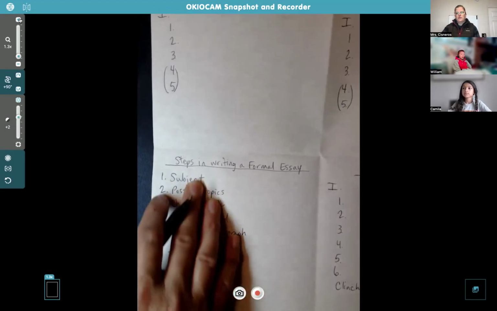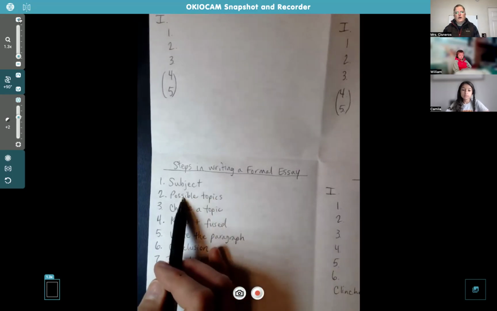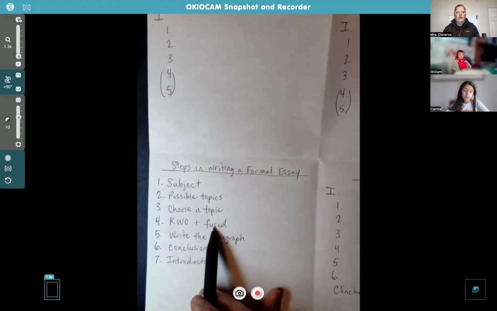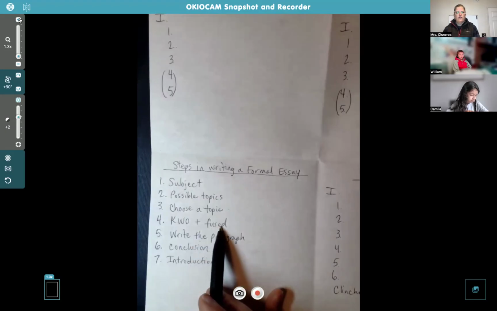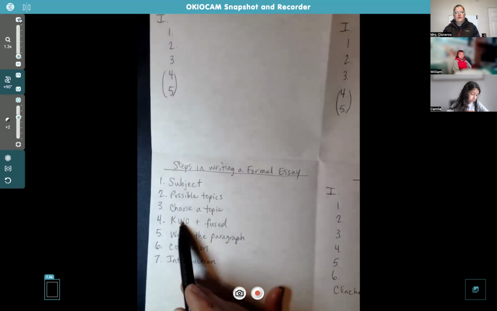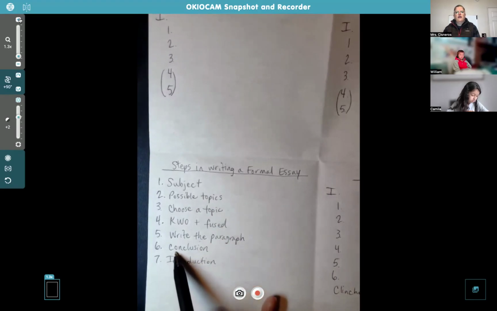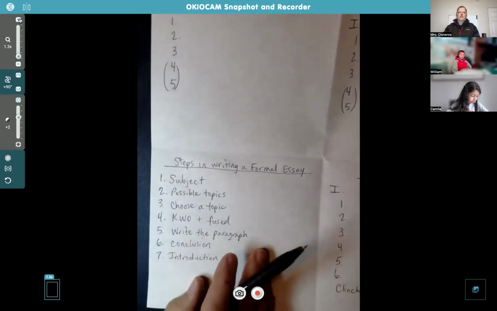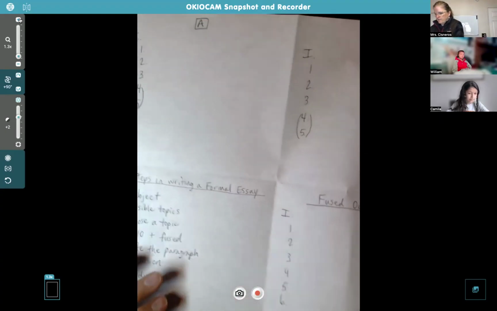So these are the steps. You have to know what your subject is, read the material, find the possible topics, choose a topic, write your keyword outline and your fused, write the paragraph. Choose a second topic, write the keyword outline and the fused, write the paragraph. Choose a third topic. This part right here is kind of back and forth in the middle. And then after you've got your 3 body paragraphs, write the conclusion and then the introduction, and then you have your formal essay. Those are the steps.